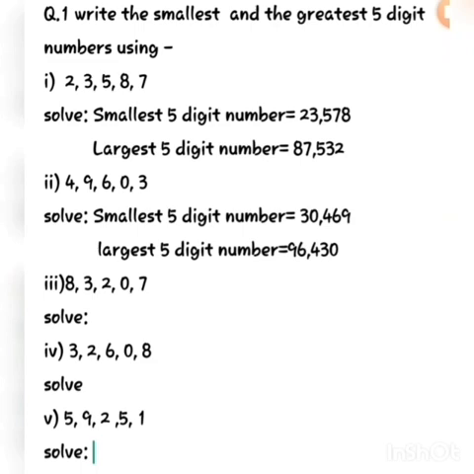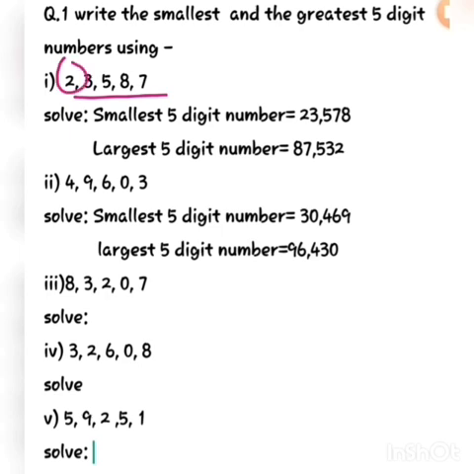Now, let us start with the exercise. The question is: write the smallest and the greatest 5-digit number using these digits. The first question is 2, 3, 5, 8, 7. So, student, how to make the smallest 5-digit number? We have to arrange the digits in ascending order. Which is the smallest digit here?